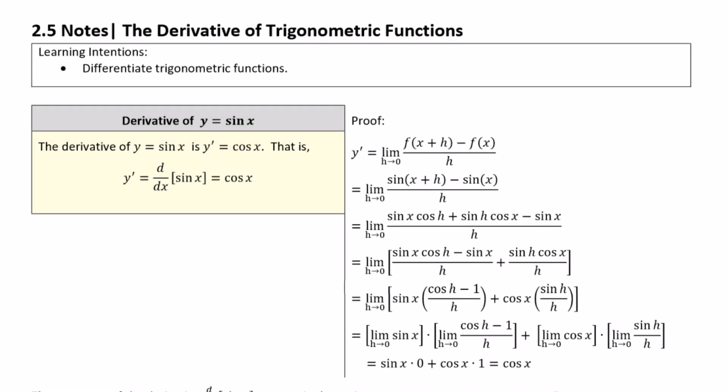Hello and welcome. In this video I'm going to be covering the notes for the 2.5 section, which is covering all the derivatives of trig functions.